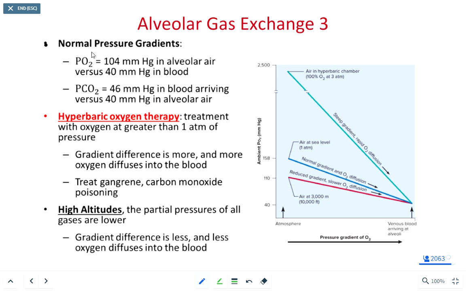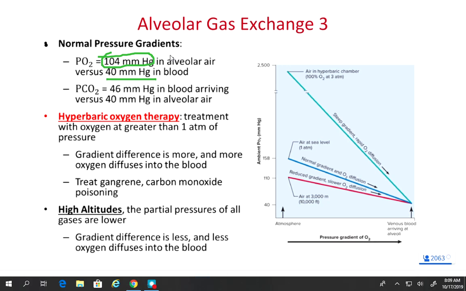So the air coming into our lungs has a high concentration of oxygen, and then the blood entering the lungs has a low concentration of oxygen. We have about 100 millimeters of mercury versus 40 millimeters of mercury. So oxygen is going to diffuse into the bloodstream and bind to the hemoglobin. And then the converse is true for our blood with carbon dioxide. The blood has a slightly higher concentration of carbon dioxide relative to the air, so we're preferentially going to add carbon dioxide to the air within our alveoli.